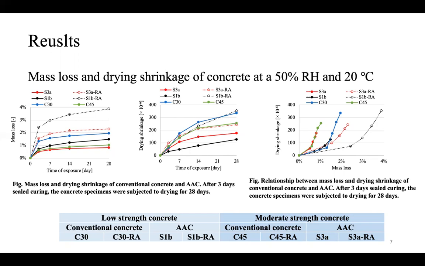The last figure shows the relationship between mass loss and drying shrinkage. For the concrete with natural aggregates, moderate strength concrete exhibited a steeper curve compared with low strength concrete. At a certain mass loss, the lower drying shrinkage of low strength concrete can be explained by the fact that the water loss mainly took place in large capillary pores. Thus, a lower tensile stress was generated in the pores.